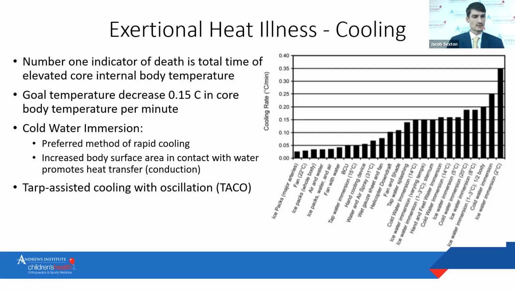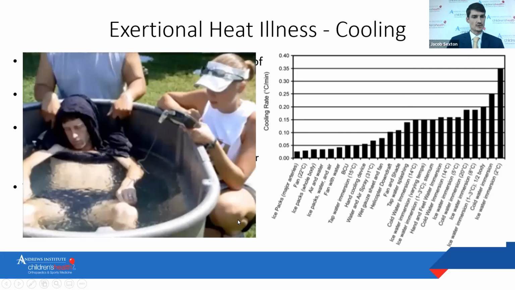The other consideration is tarp assisted cooling with oscillation, which I'm going to show an example of in a second. The image on the right is a study that showed varying methods of cooling individuals, from ice packs on the left all the way to ice water immersion on the right. As you can see, from tap water splashing in the middle to cold water immersion, you do not meet that goal temperature decrease until you get to the cold water immersion level. Anything to the left of this is just not efficient enough, and it's not going to cool the athlete well enough. My favorite one on here is the helicopter downdraft, which unfortunately is not an effective method of cooling athletes.